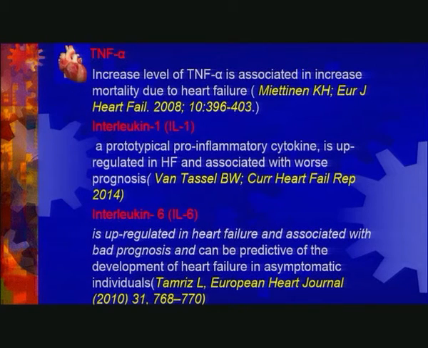We have the tumor necrosis factor, an acute phase protein. Again, this factor, they found it is associated with increased mortality in heart failure. Interleukin 1, another acute phase protein, they found to be increased in heart failure, and also it is associated with poor prognosis in heart failure. Again, interleukin 6, this is another one which is also associated with poor outcome when it increases.